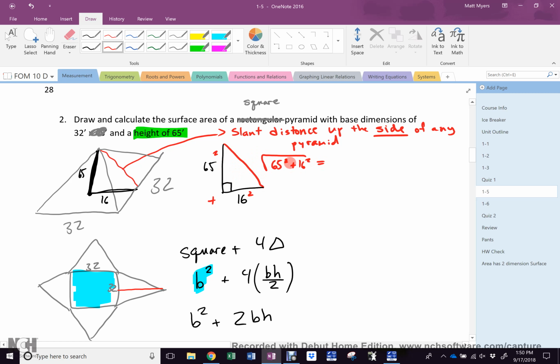Don't push square root. Use your calculator right now to tell me what 65 squared is. What is 65 squared? 4,225. 4,225. Agreed? Yes. What is 16 squared? 256. 256. What is 4,225 plus 256? 4,481. So this side is the square root of 4,481.